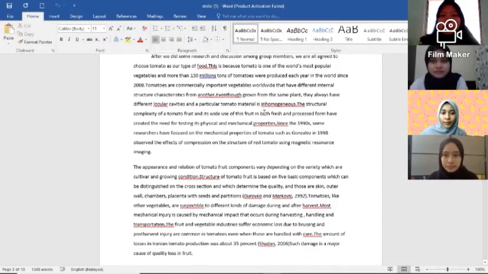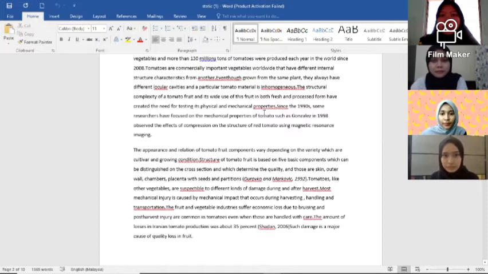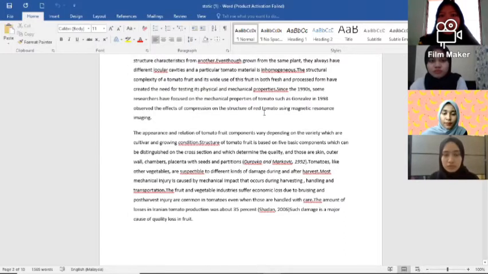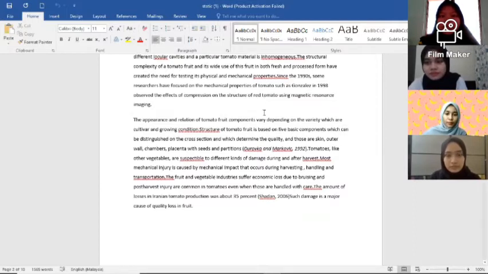Tomatoes are commercially important vegetables worldwide that have different internal structure characteristics from one another. Even though grown from the same plant, they always have different locular cavities and a particular tomato material is inhomogeneous. The structural complexity of a tomato fruit and its wide use of this fruit in both fresh and processed form have created the need for testing its mechanical properties.